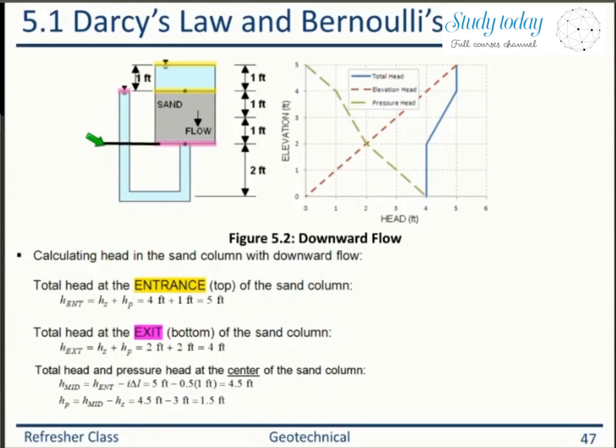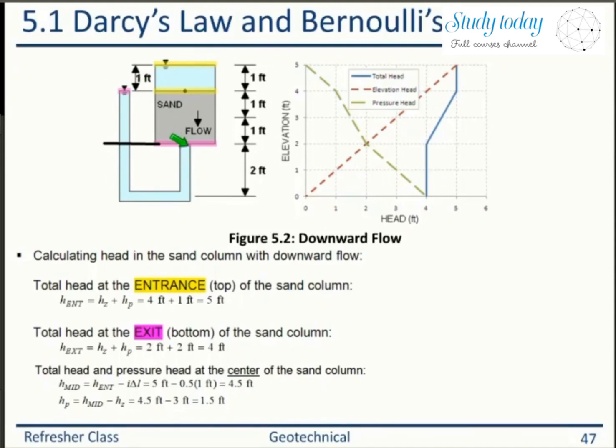So at the top, the water level on this side is higher than here. So water will be flowing from the higher side to the lower side. It means water is flowing from top to bottom. Okay, so let's calculate hydraulic gradient I.